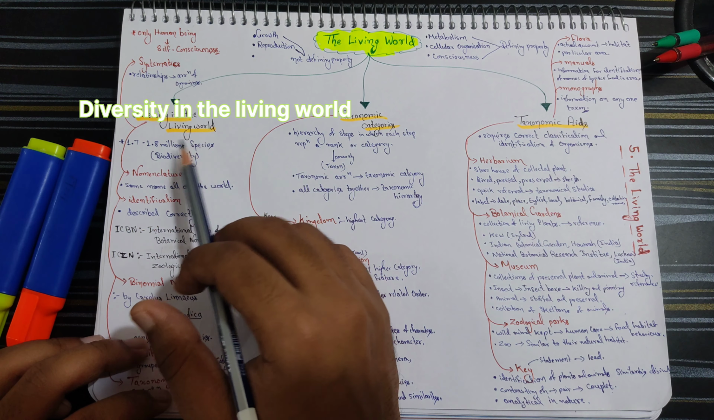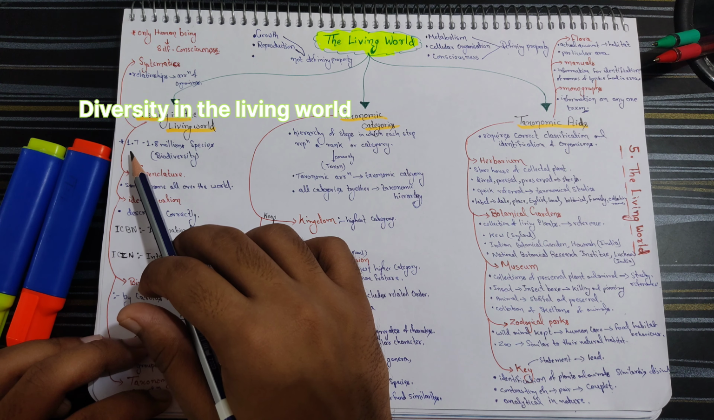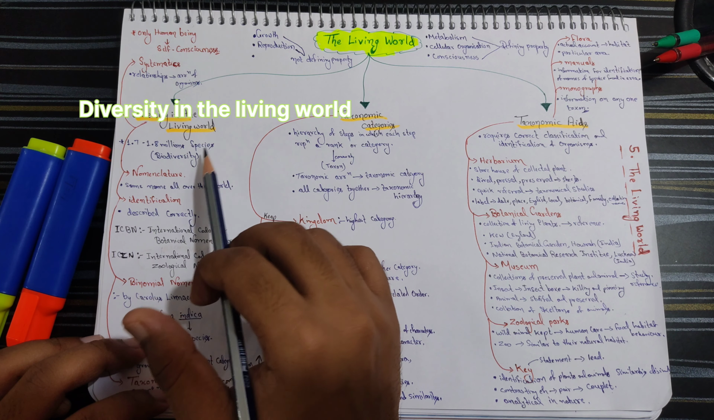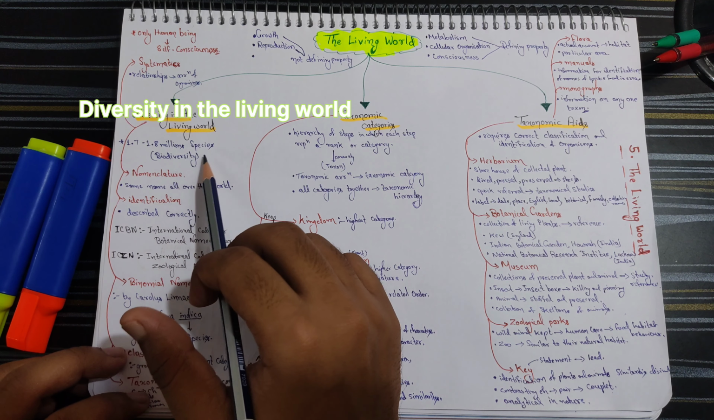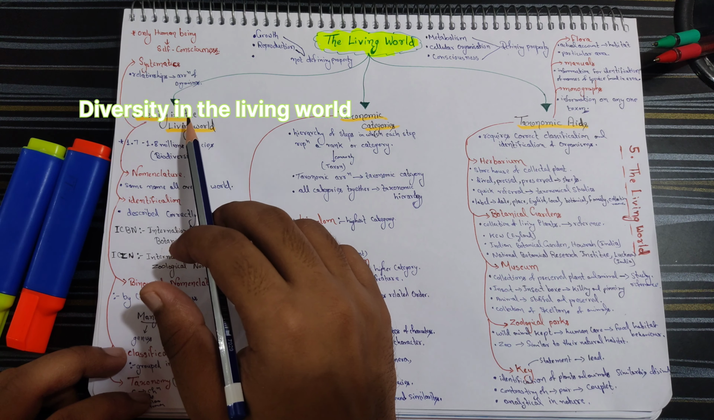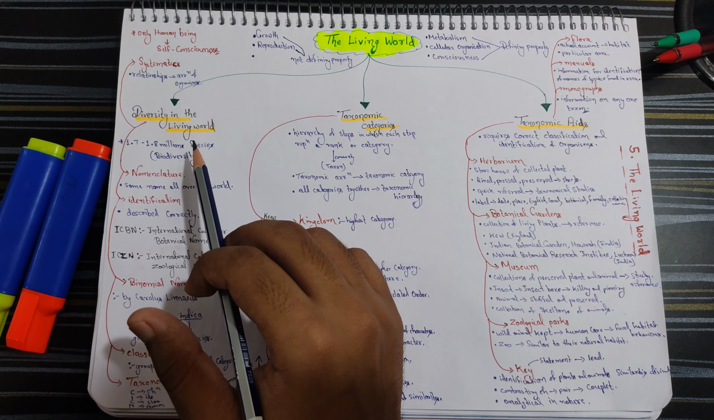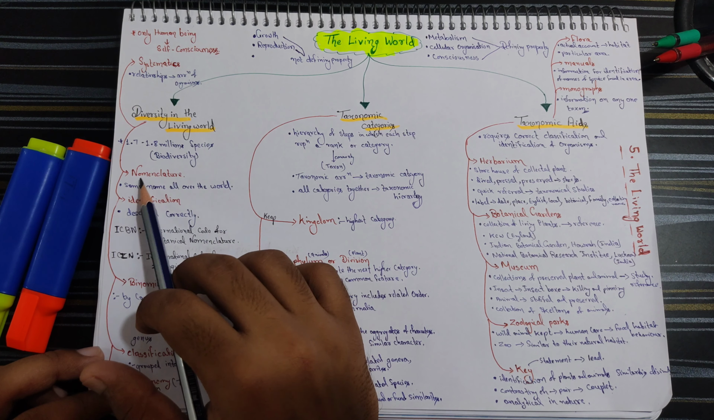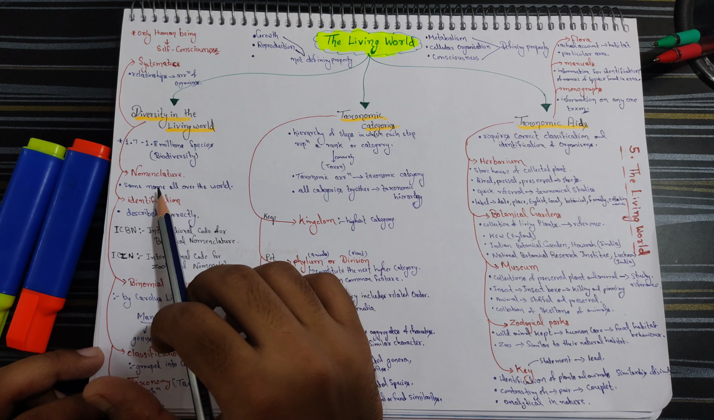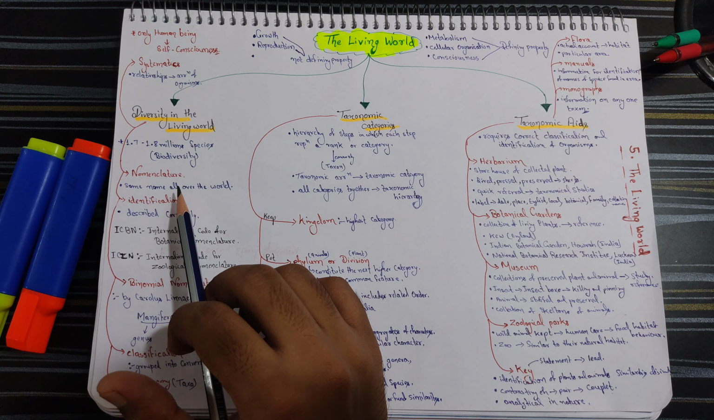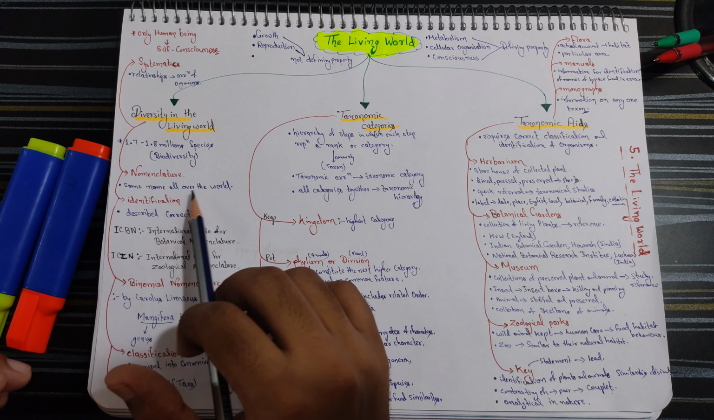So there are 1.7 to 1.8 million species, which is also known as biodiversity. For diversity in living organisms, first we name them, which is known as nomenclature, some name that works all over the world.